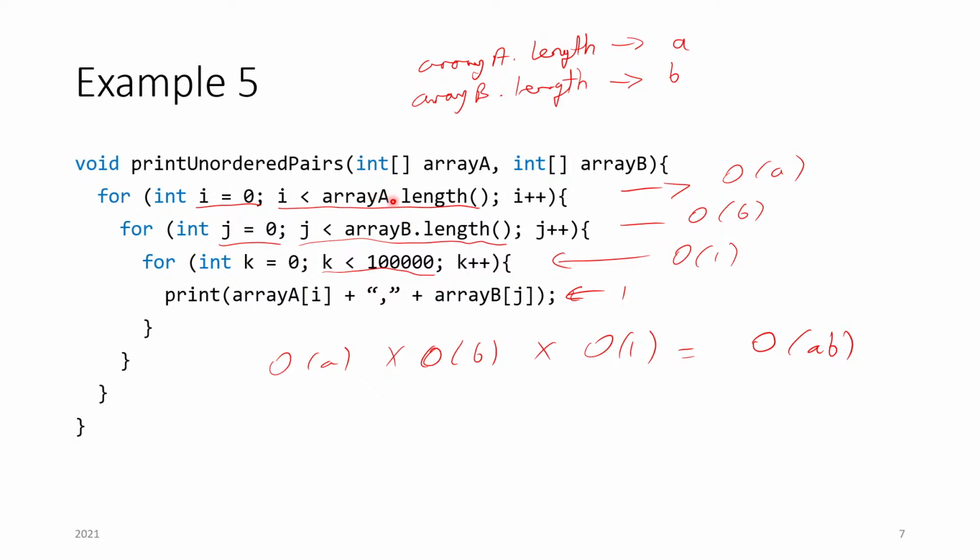And same thing like from example 4, there's no explicit relationship between array A and array B, so we treat these as independent variables. So this one is going to be order of B, this one will be order of A, and because the loops here are nested, they just multiply with one another, and it's O of A by O of B by O of 1, which just gives us O of A by B.